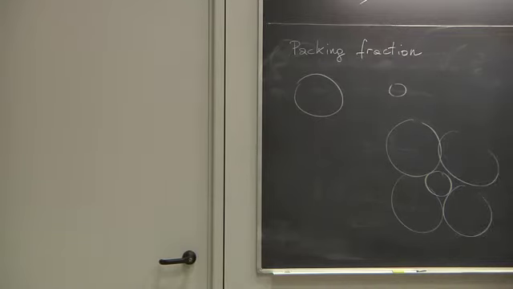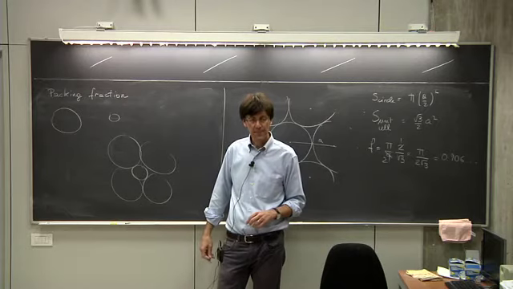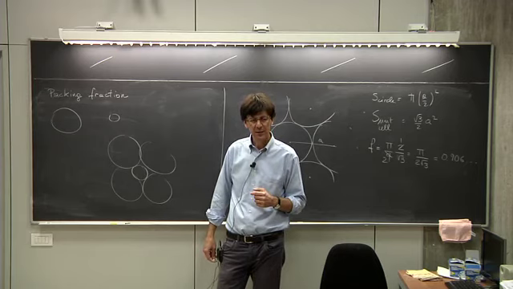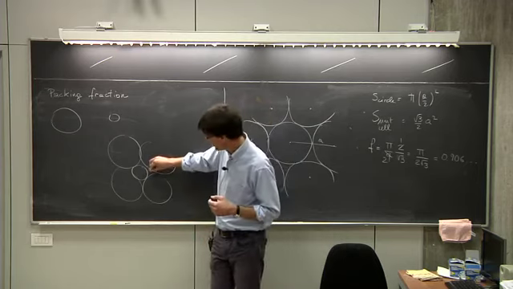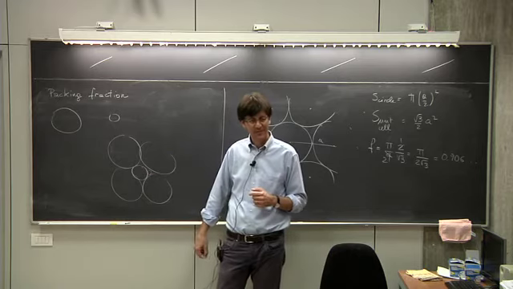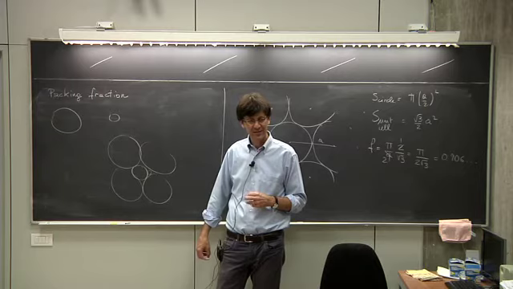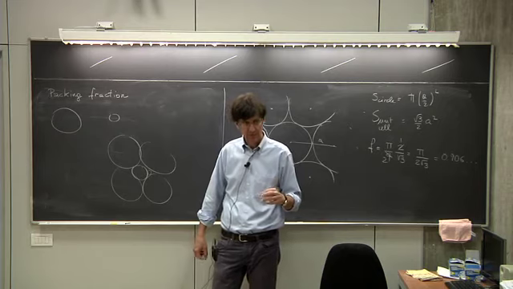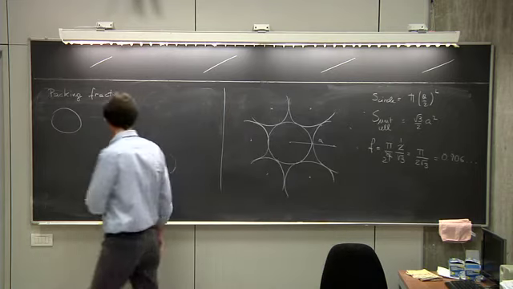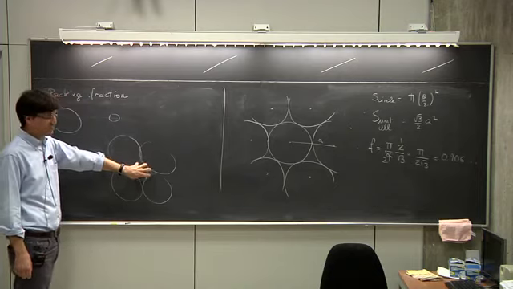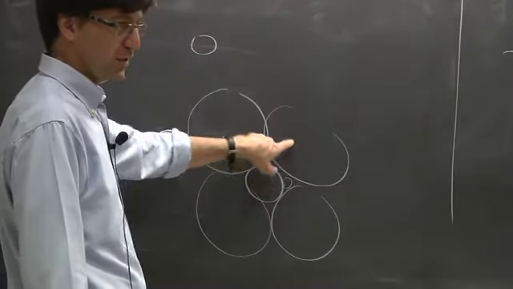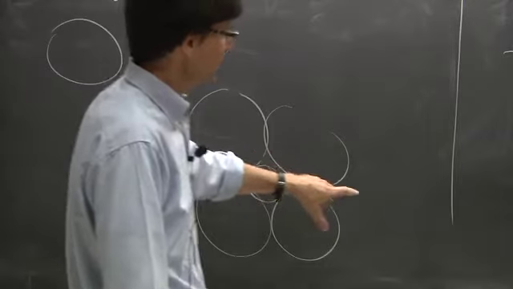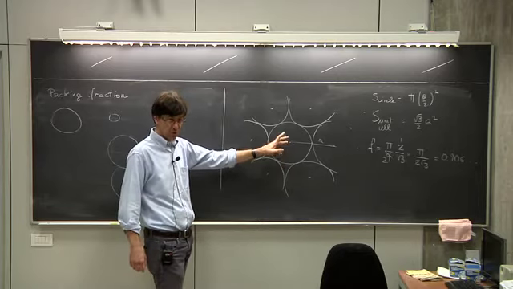Let me repeat it because of the microphone. What you're saying is that if the particle is small, it can fit inside the empty spaces of this square lattice. But when it grows, it will eventually have to become like this. This is what we also said before.